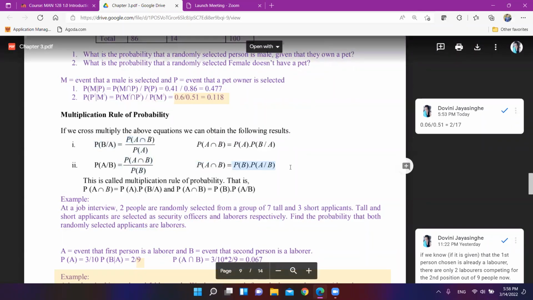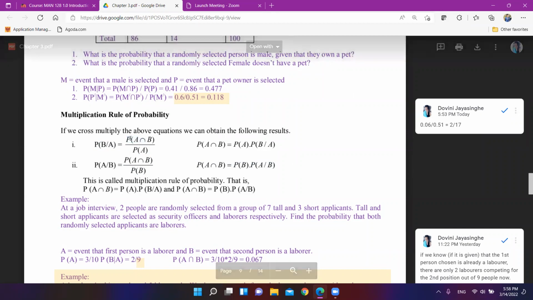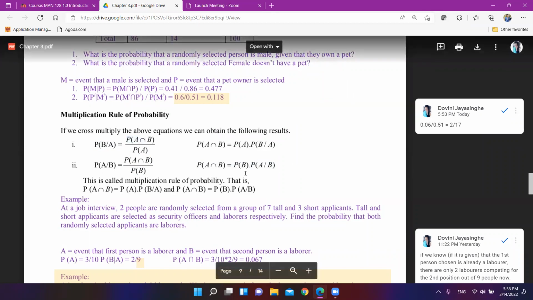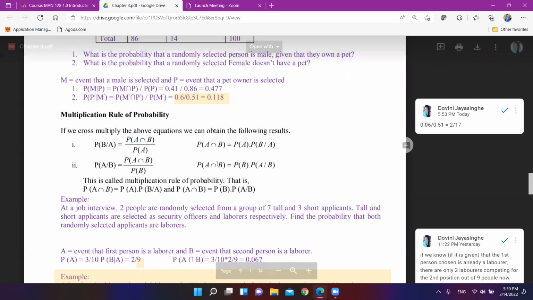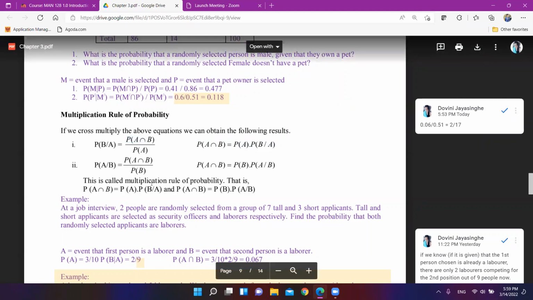So same thing repeated by switching the two events. Same thing, right? So this one is given here. This is called the multiplication rule of probability. That is, this one is equal to this one and this one.